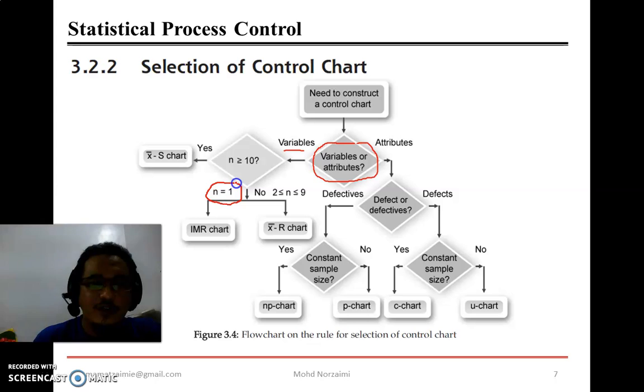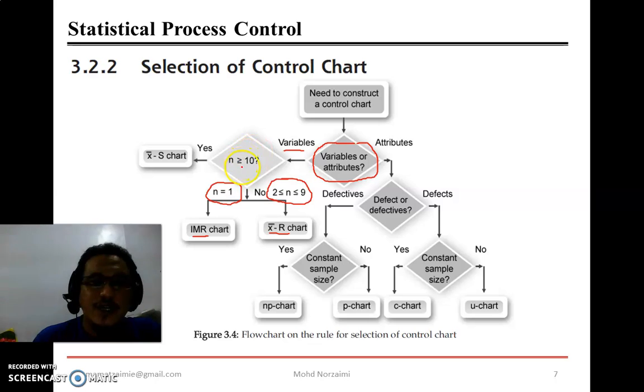Every day we only collect one data. For that type of category, we must use the IMR chart, individual moving range. If our sampling size is between 2 to 9, we must use X-bar R. IMR is an individual moving range, X-bar R is a mean and range.